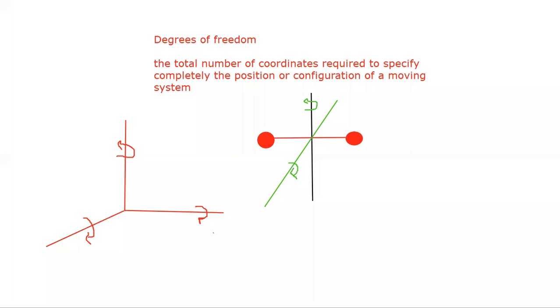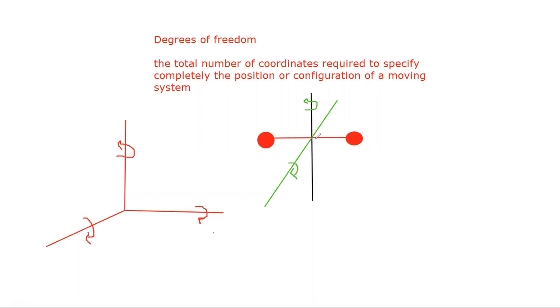Now, for diatomic gases, the diatomic gas molecule consists of two atoms which are bound together, right? It is in the shape of a dumbbell, and it has two axes along which it can rotate. These are the two free axes along which it can rotate, and it has 3 translational degrees of freedom as well. So it has a total of 5 degrees of freedom.